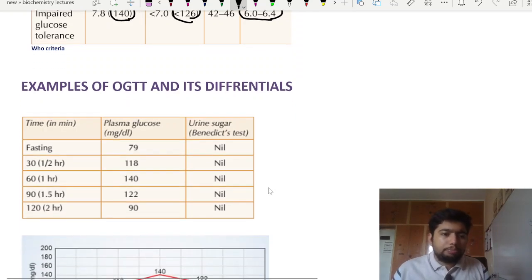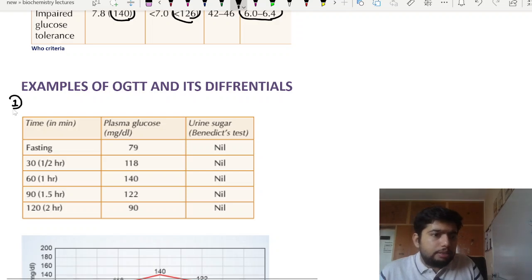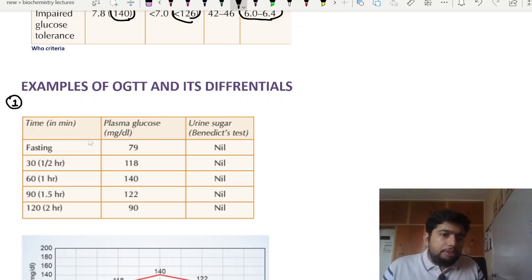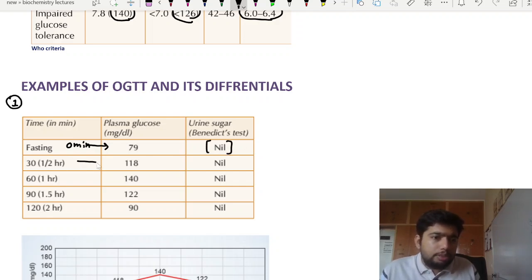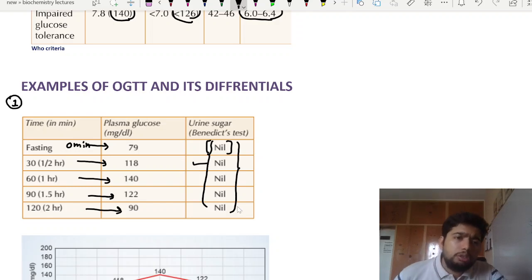So on the screen you first see the first example, in which the patient has a fasting blood glucose of 79, that means at 0 minute your Benedict's test on urine sugar is negative. At 30 minutes you can see 118, here also urine sugar is negative. 60 minutes 140, 90 minutes 122, and at 2 hours it is again coming to 90, and all the findings suggest there is nil sugar in the urine. Benedict test is negative. So this is the normal condition.